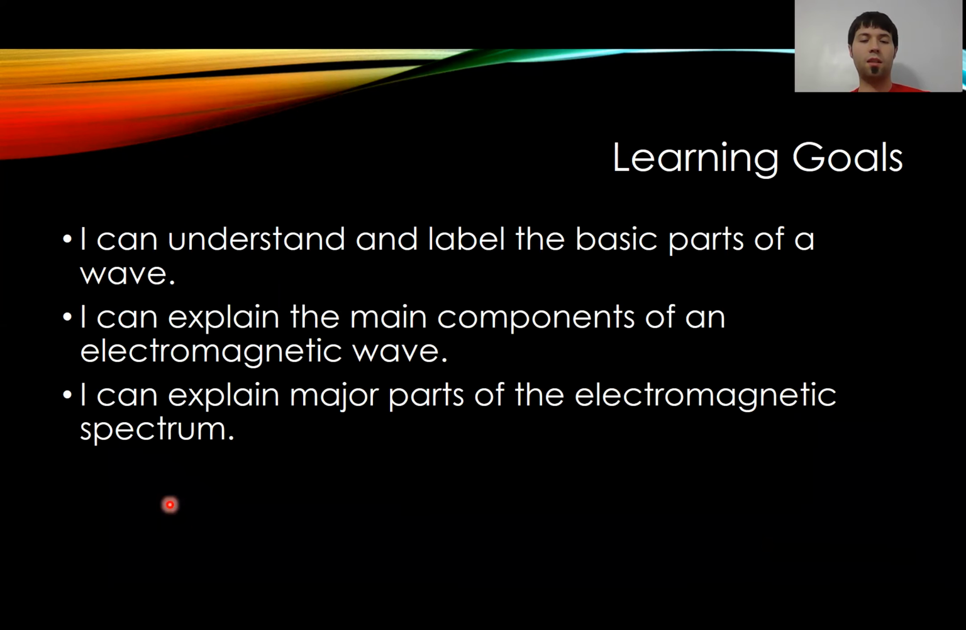You can explain the main components of an electromagnetic wave. So we'll explain what an electromagnetic wave is and how it is related to light. You can explain the major parts of the electromagnetic spectrum. So again, we'll talk about the electromagnetic spectrum and what some of the major parts are.